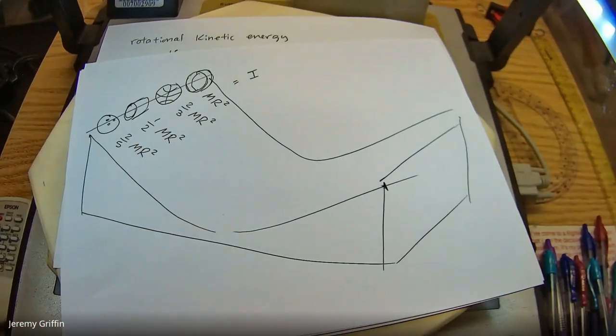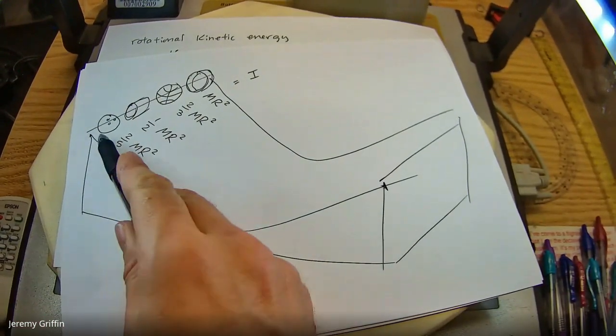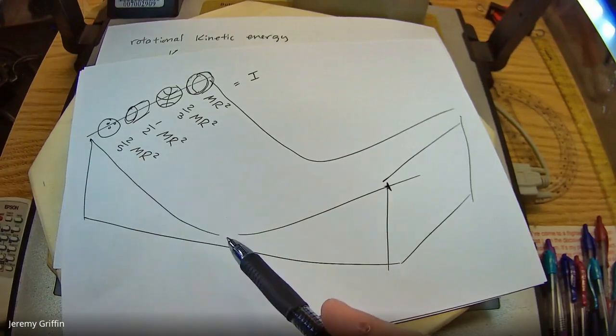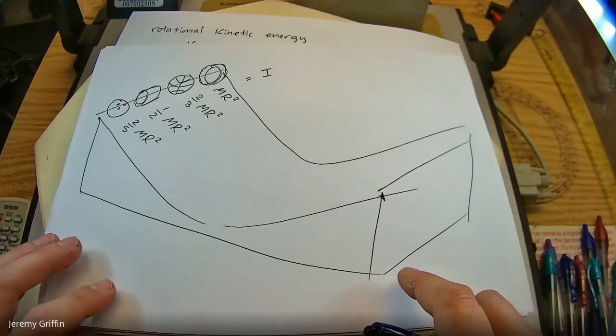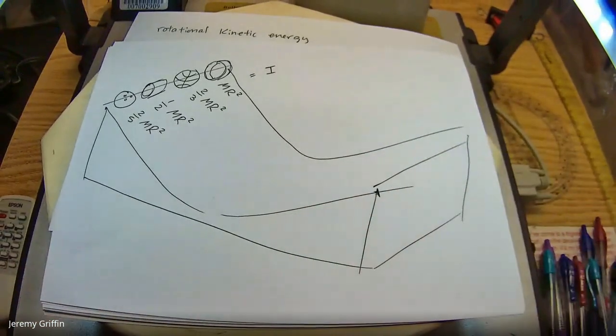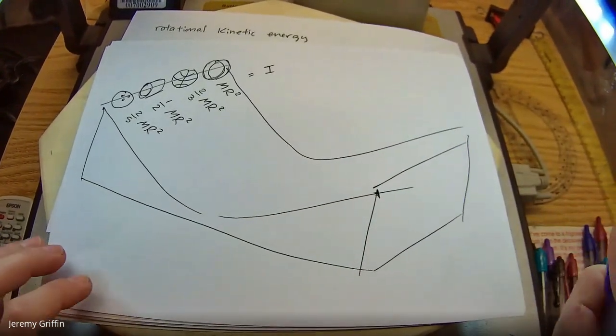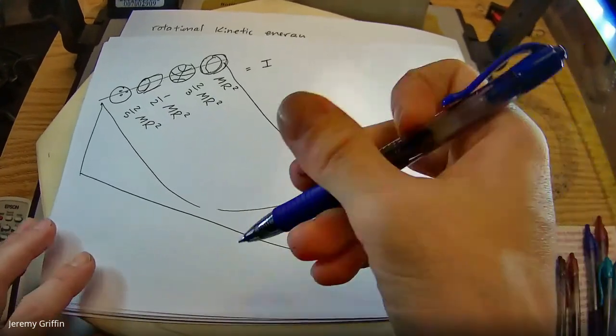Right. So who wins that race? The bowling ball. The bowling ball wins the race, and the bowling ball is also moving the fastest at the bottom, isn't it? Okay. So what's the conservation of energy equation setup going to look like for something like this?